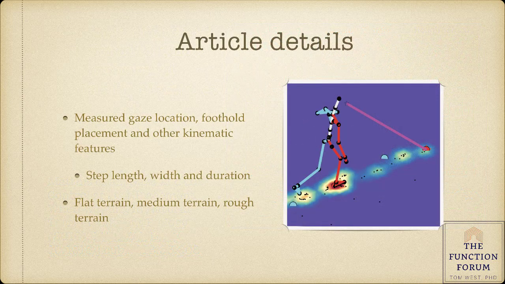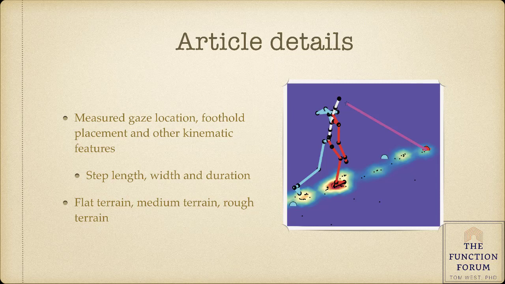So some other details about the article. What, again, these individuals found was they measured gaze location. And as we can see in the picture on the right here, they could tell where the person was looking at any given time during this walking task. They also looked at where the people placed their feet. And again, that allowed the study to examine where did they look and how did that relate to where they placed their feet. And they also measured other kinematic features.